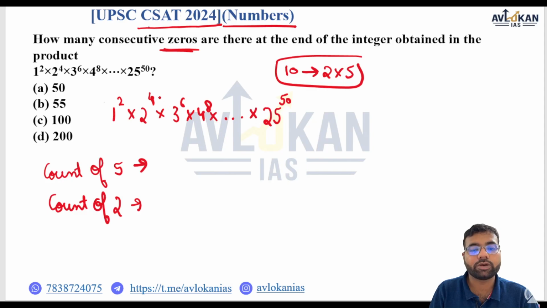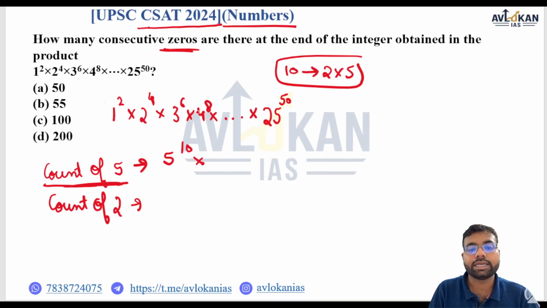See, we are having 2 to the power 4, this one is 4 to the power 8, this will come out to be 2 to the power 16. So that means we are already having 2 in excess. So our task only remains to count the number of 5. So where will we get 5? After 1, 2, 3, 4, 5 to the power 10.